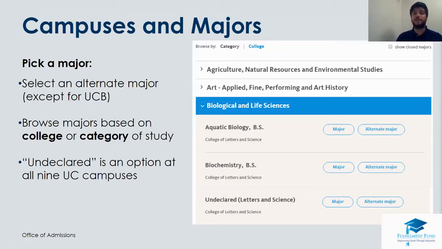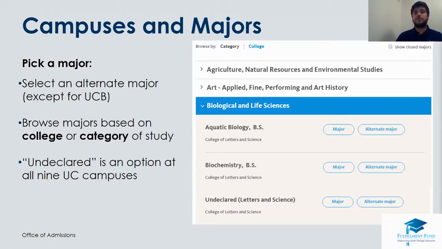I do want you to keep in mind, however, that some campuses offer their undeclared option by subject. So, for example, some schools might have an undeclared engineering or an undeclared social sciences program where you're going to need to figure out which one is the right one for you. So you want to make sure you're checking in with those UC campuses to figure out which undeclared option is the best one for you.